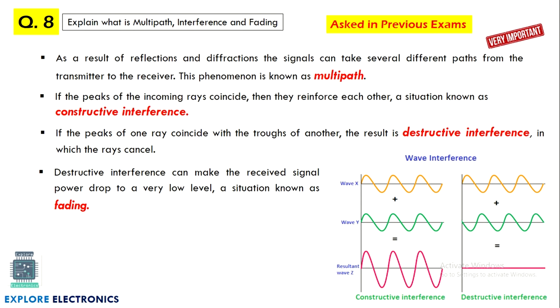Then explain multipath, interference, and fading. This is very important. Here we need to explain how the different signals travelling through air collide with each other: constructive interference, destructive interference. And if you show the waveform like this, it is clear to the examiner or the evaluator that you know the concept clearly. So it will fetch you the maximum marks if you write the diagrams or the waveforms like this.